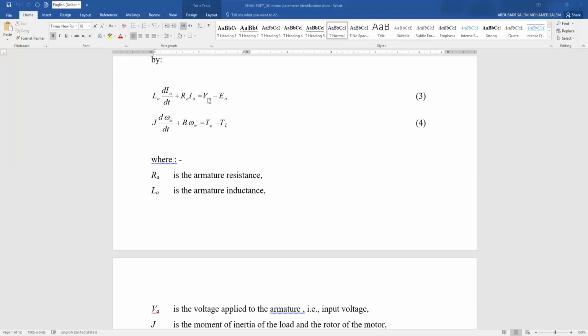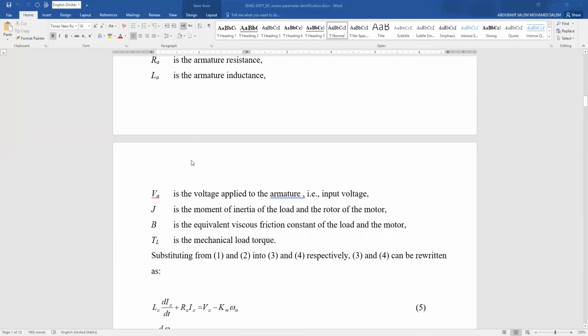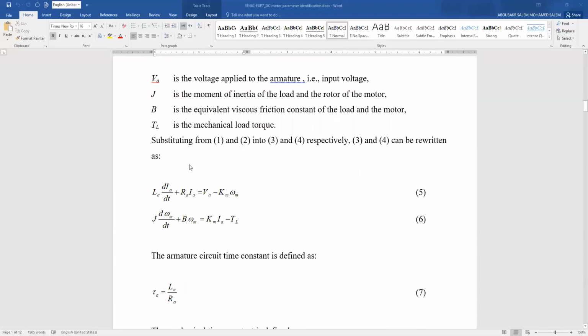equal to VA minus E, which represents the electrical model of the DC motor. And the dynamic equation, which represents the mechanical model of the DC motor, is simply J dω/dt plus Bω equal to electric torque minus load torque. And you know, these are the definitions of the electrical and the mechanical quantities in the equation.